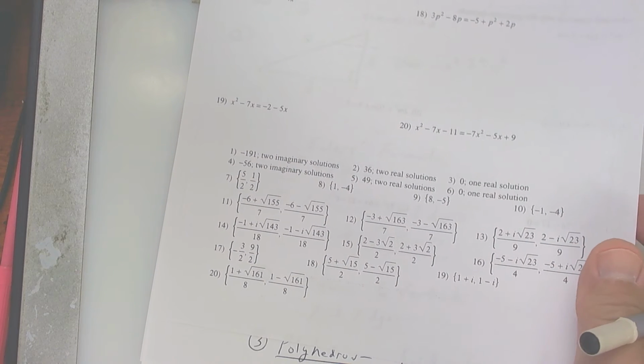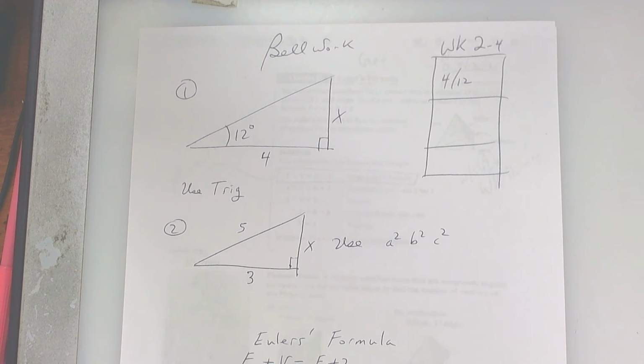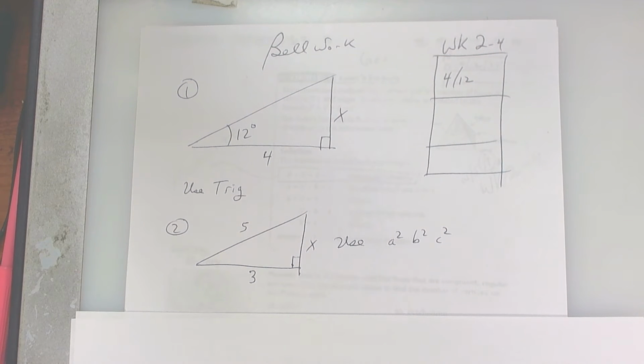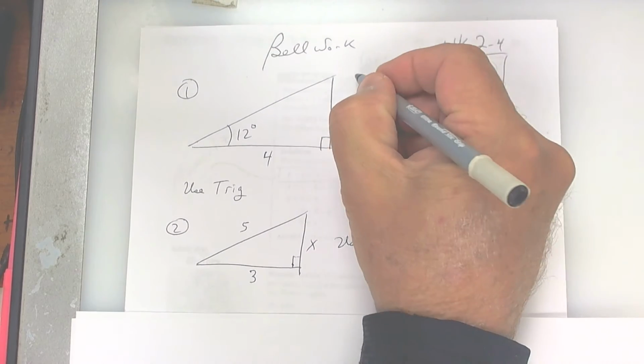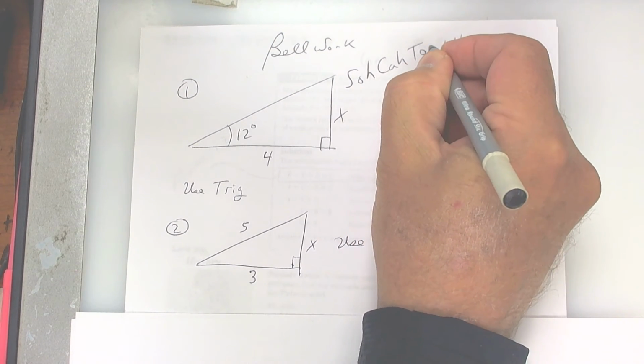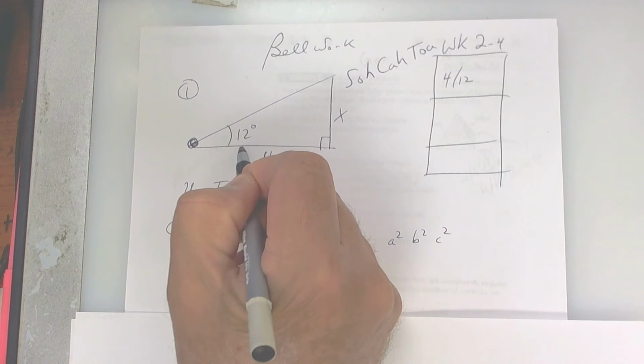Okay, let's take a look at geometry. So geometry is going to be this. All right, so the first one you've got to use SOHCAHTOA. And this is a review, so put a dot right here because you're standing at the 12.